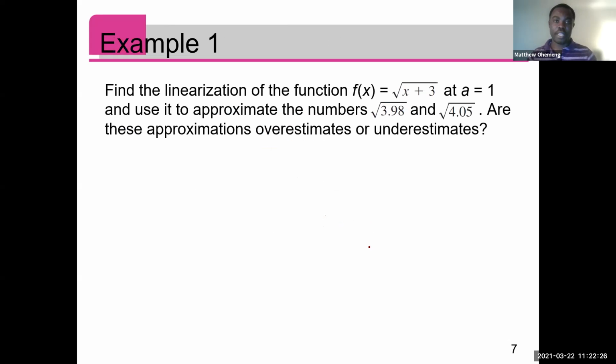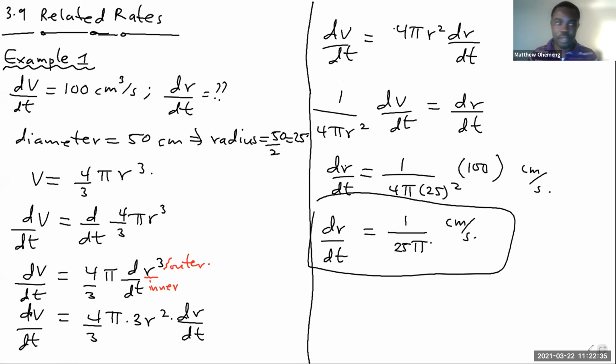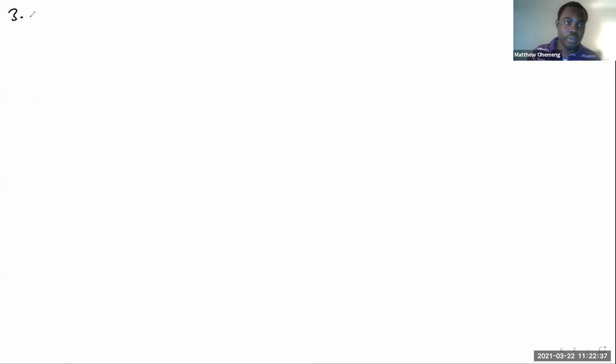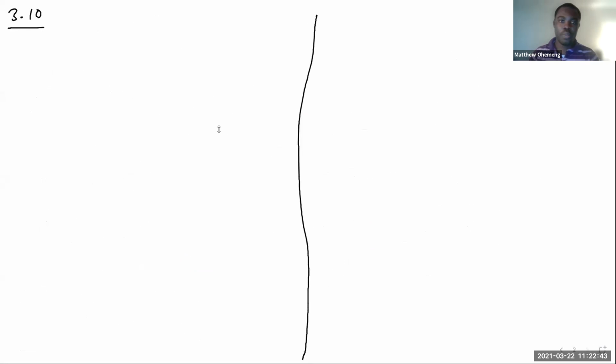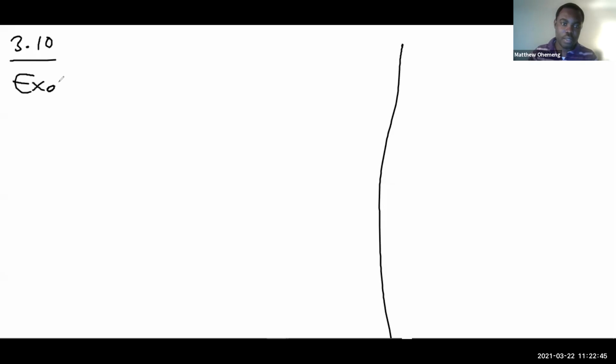Okay, then let's look at this. So let's look at the first example. Now the solution is on the PowerPoint. So let me go to the whiteboard and then try and work this out. So this is 3.10, linear approximations and differentials. So we have example 1 on the slide.